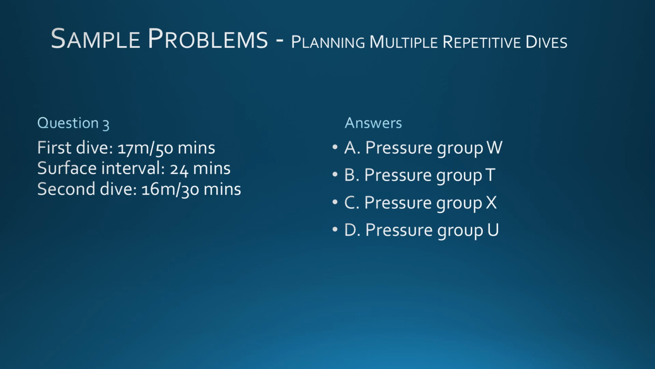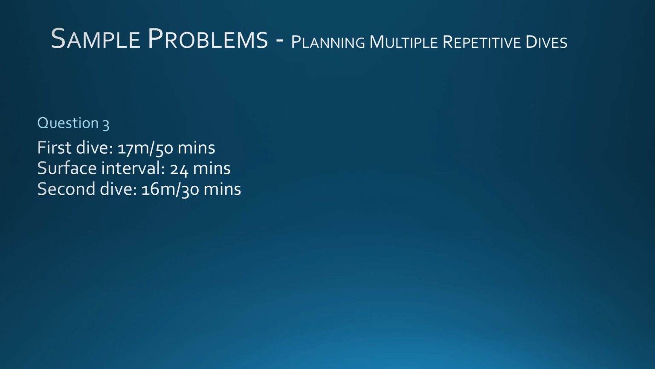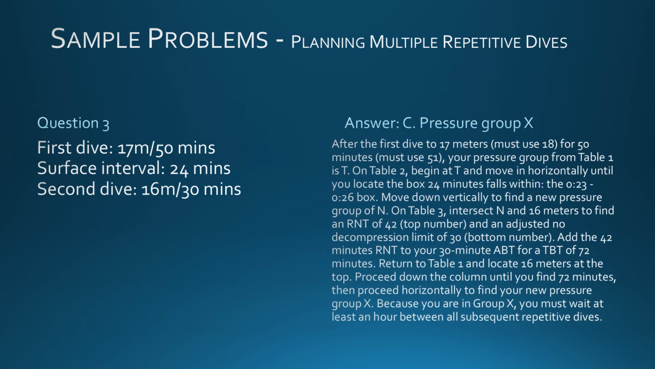Question 3. Your first dive is 17 meters for 50 minutes. After a surface interval of 24 minutes, your second dive is 16 meters for 30 minutes. The answer is C, pressure group X. After the first dive to 17 meters, you must use 18. For 50 minutes, you must use 51. Your pressure group from Table 1 is T.